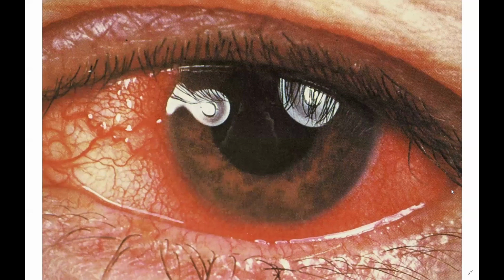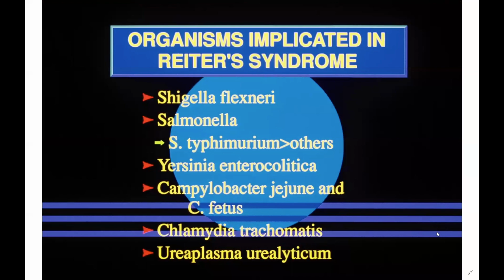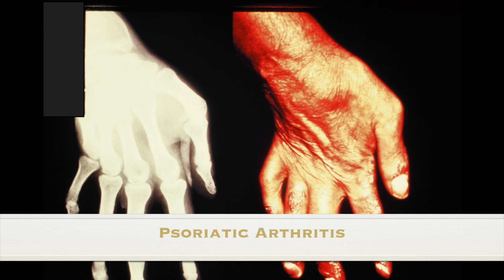Here we see another person with iritis and irregular iris diaphragm, and conjunctivitis, which occurs in Reiter syndrome. Real conjunctivitis. Organisms implicated in Reiter syndrome are Shigella flexneri, Salmonella typhimurium, Yersinia enterocolitica, which is one which gets a lot of attention, Campylobacter jejuni and Campylobacter fetus, Chlamydia trachomatis, and Ureaplasma urealyticum.